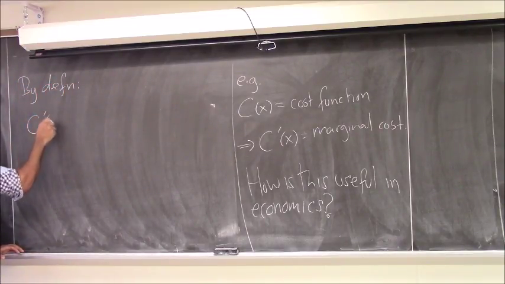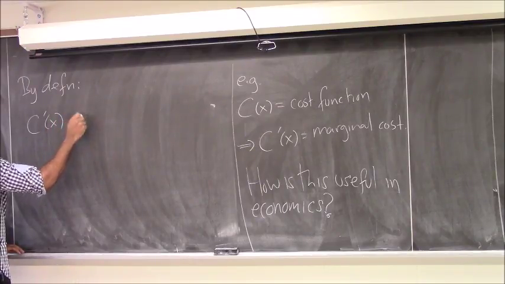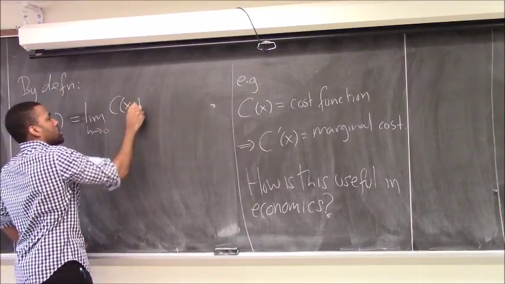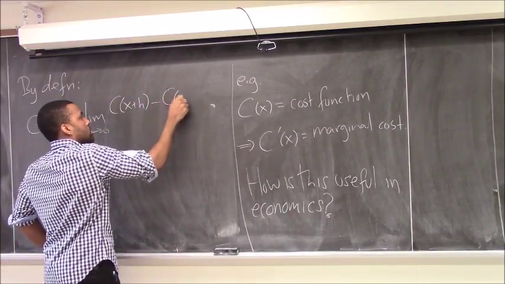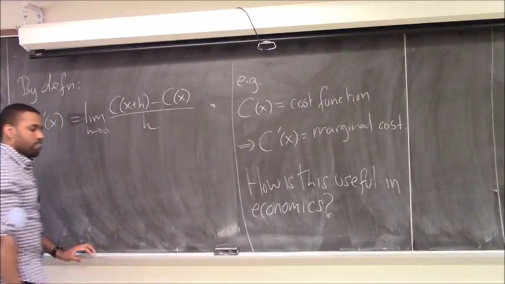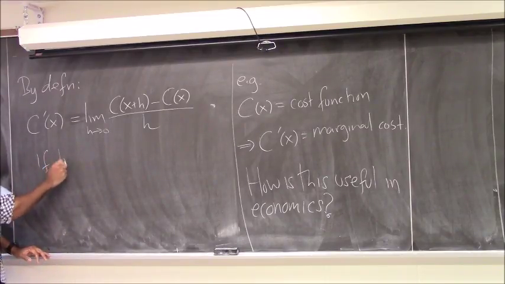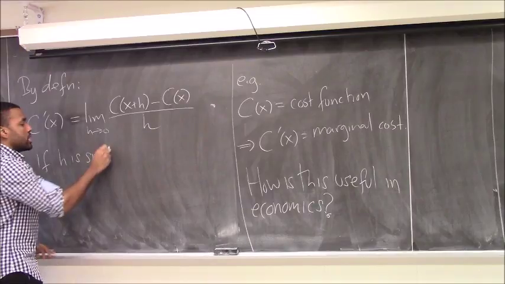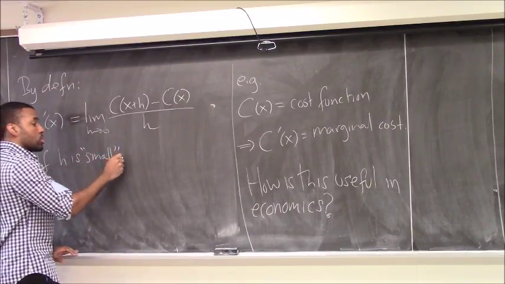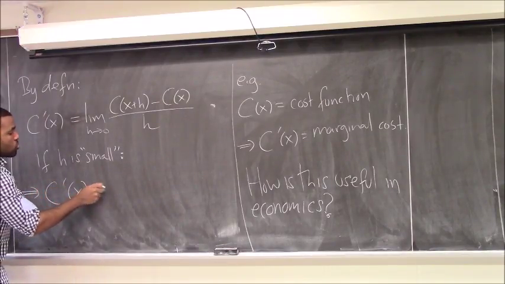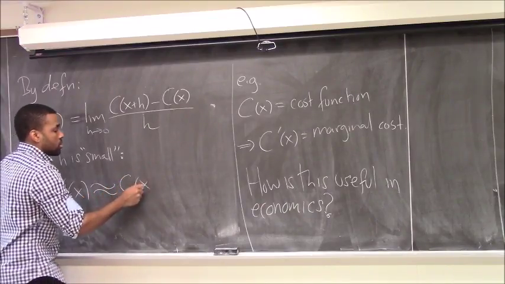By definition, if I wanted to compute the derivative of c, this is just the limit as h approaches 0 of c of x plus h minus c of x all over h. So the idea is the following. This is the limit as h approaches 0, so we know that if h is small, let's say it's getting really close to 0, small is of course a relative term here, then the derivative function will be roughly equal to this expression.